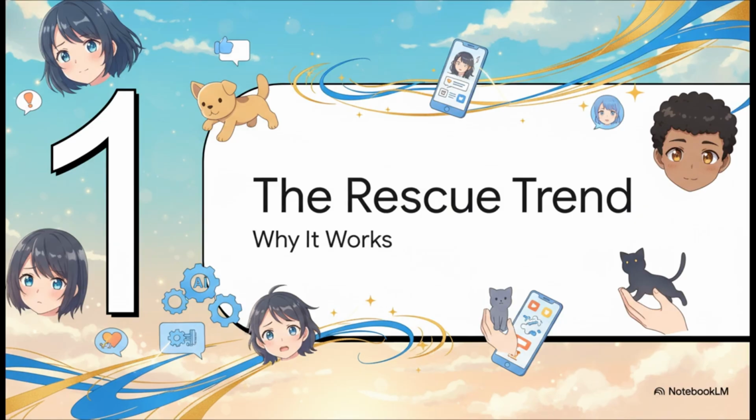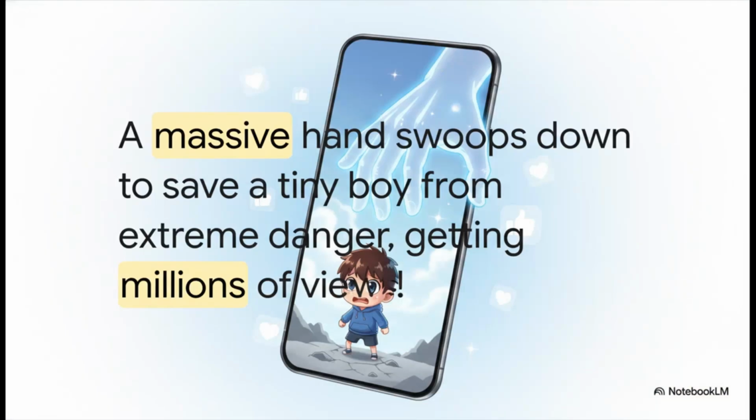Alright, section 1, the viral rescue trend. Now, what's really fascinating here is the psychology behind the trend. These simple, highly emotional rescue scenarios are literally dominating feeds everywhere. The narrative structure is just incredible for maximizing user retention. You've got this tiny subject, like a little boy or a small animal, facing some impossible danger. And just when things look totally hopeless, this giant, godlike hand swoops into the frame to save the day. It is the absolute ultimate visual storytelling hook, and it grabs your viewer's attention within those crucial first 3 seconds.